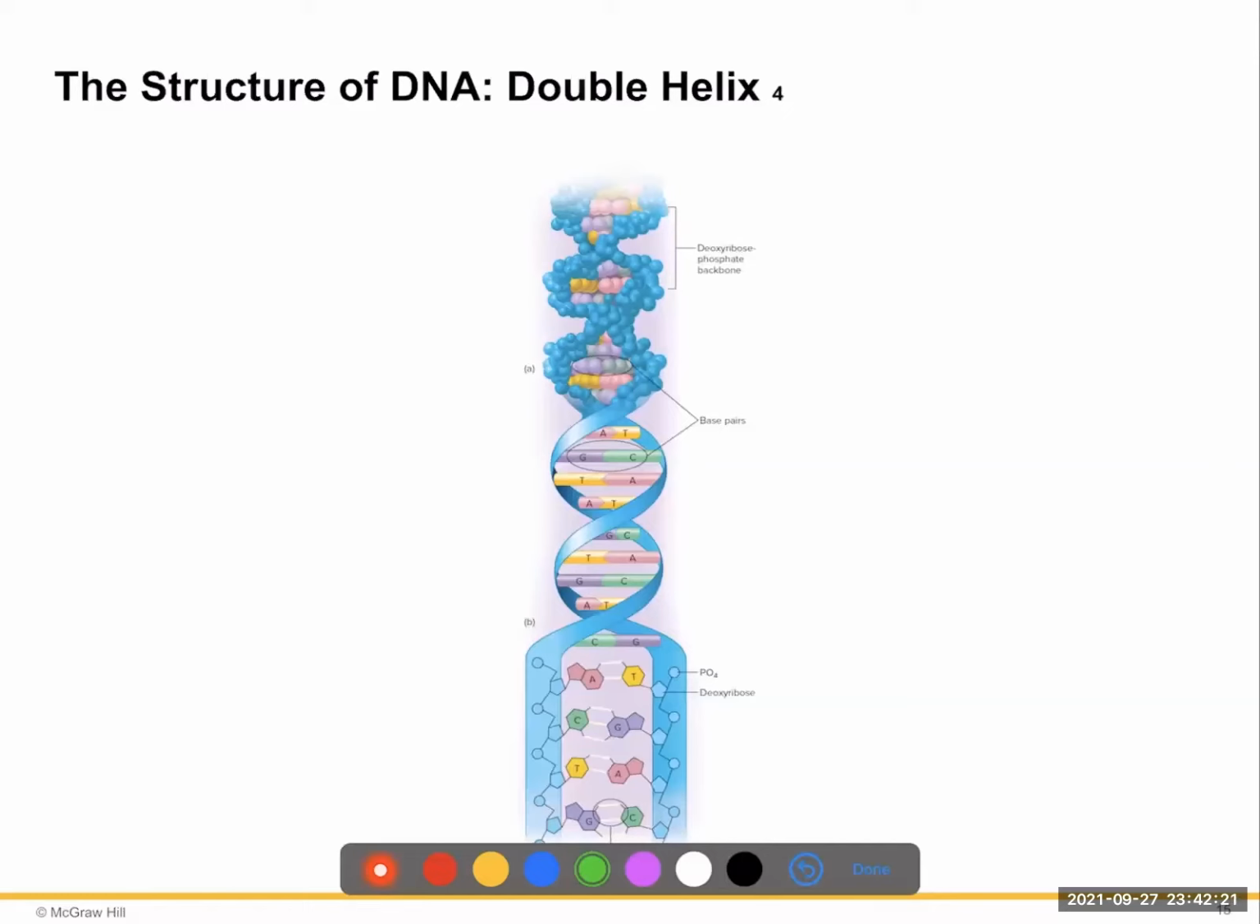Okay. And as you can see, adenine always pairs with thymine and guanine always pairs with cytosine. Okay. And this is DNA because it's double-stranded and has thymine instead of uracil.